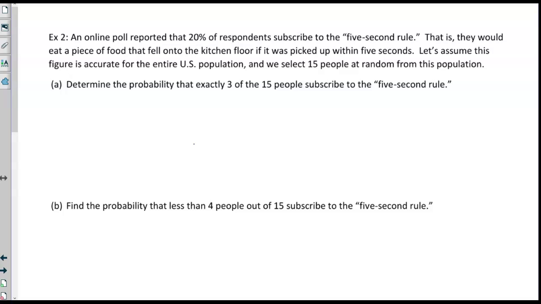Hi everyone, this is Mrs. Poland for lesson 4.18, binomial distributions, the mean and standard deviation, and we're going to be working on example 2 of the lesson. Example 2.